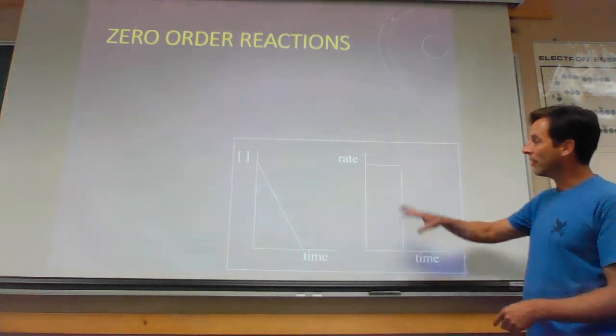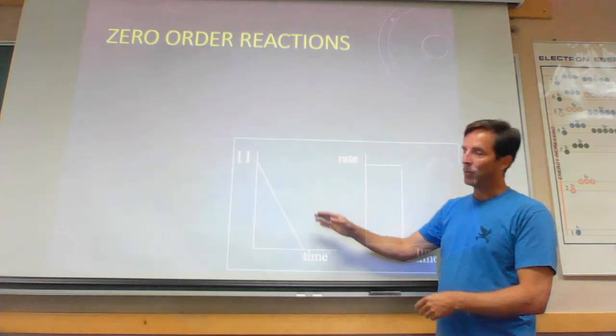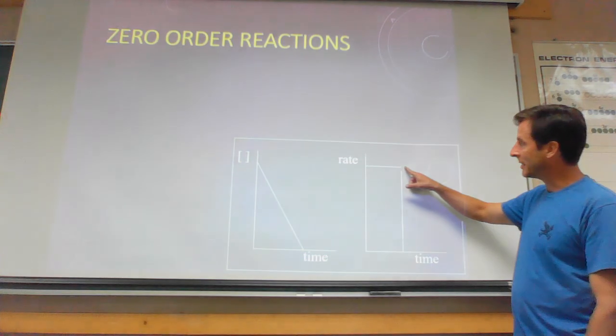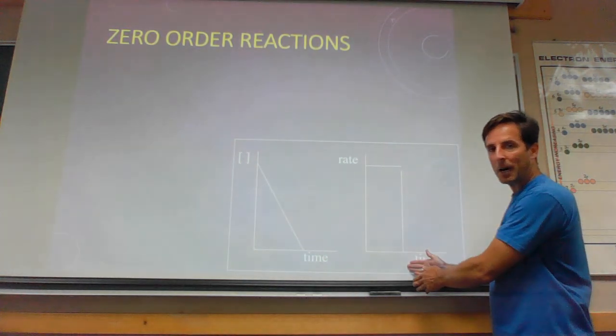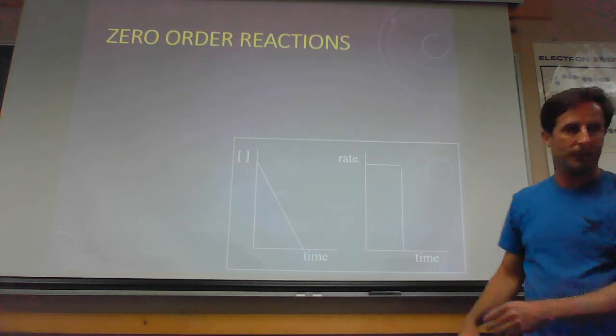Okay? Another graph that this shows, which is different, is that when a zero order reaction happens, the rate of the reaction is constant until all the reactant is gone, and then all of a sudden the reaction stops. So this would be a graph that's unique to a zero order reaction.